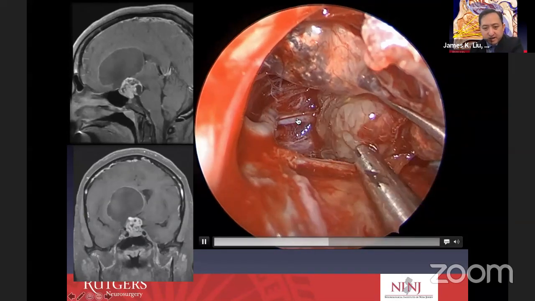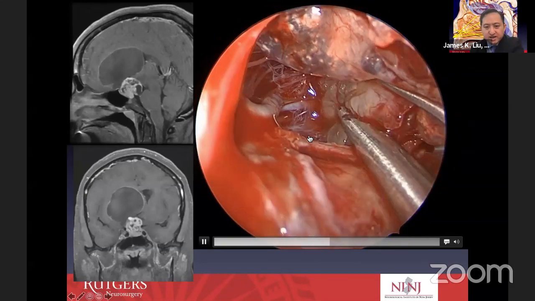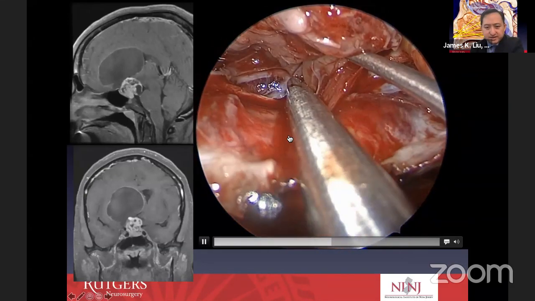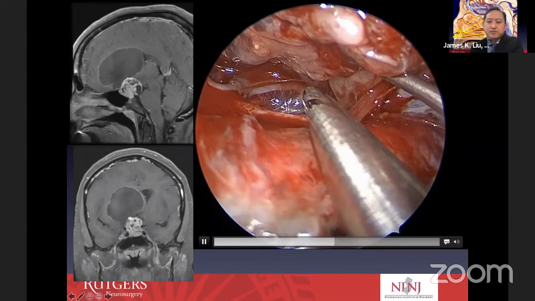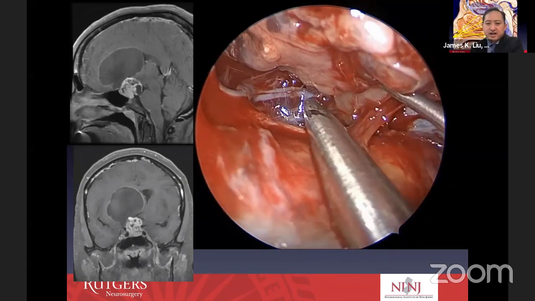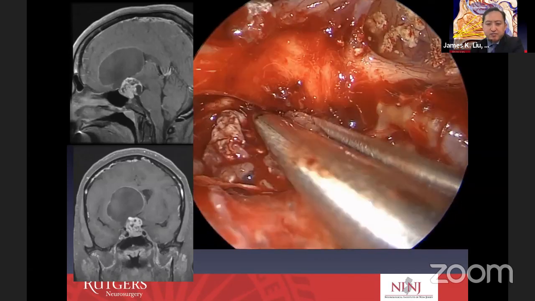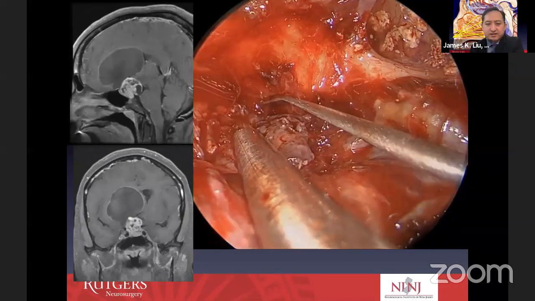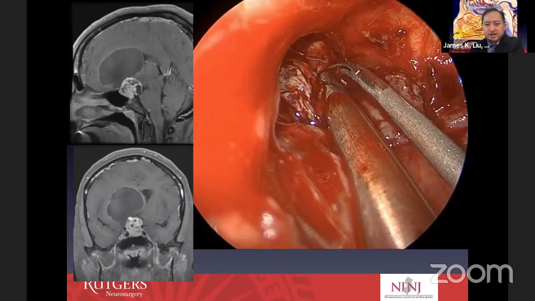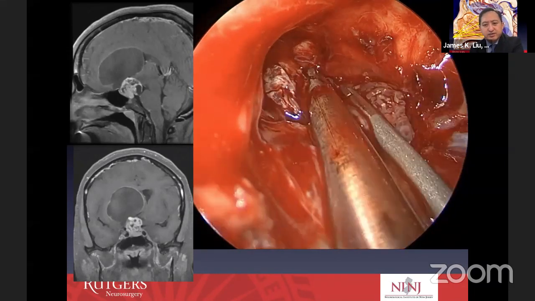Here's the right PCOM. Here's the right P1. And this is the membrane of Liliequist. So in the majority of craniopharyngioma cases, these tumors will respect the membrane of Liliequist. And you must try to preserve that membrane because this will help avoid any vascular injuries of the basilar perforators. You must use two-handed microsurgery sharp dissection.